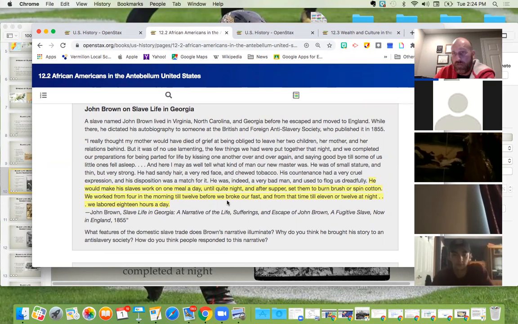So he's talking about his overseer, all right? He would make his slaves work on one meal a day until quite night, and after supper, set them to burn brush or spin cotton. We worked from 4 in the morning till 12 before we broke our fast, and from that time till 11 or 12 at night. We labored 18 hours a day. So in many cases, they were getting as much labor as possible out of these people with as cheap expenses as they could, okay? Now, once again, not all plantations were run the same.